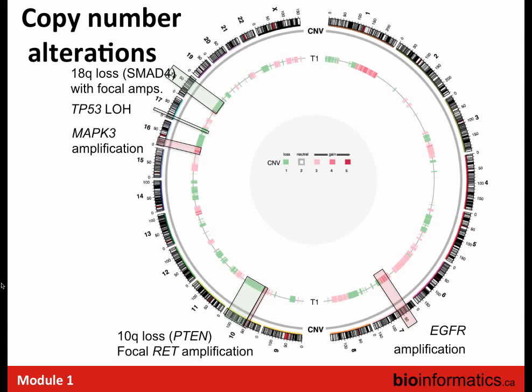Loss of SMAD4 with small deletions inside of it. P53, loss of heterozygosity, so that's consistent with the mutation. You have one mutation in P53 and deletion of the other, and loss of the other allele. Amplification of MAP kinase, of a gene encoding the MAP kinase domain. Loss of P10, this is a tumor suppressor as well. And high-level amplification of the RET gene, so an oncogene.